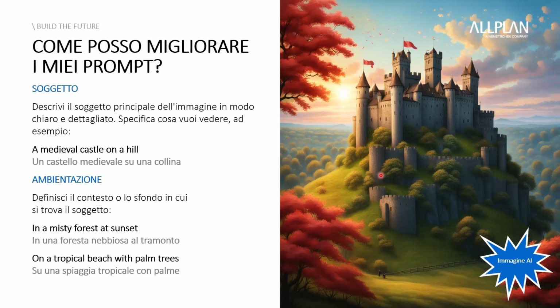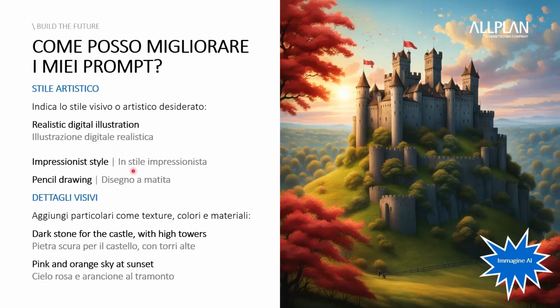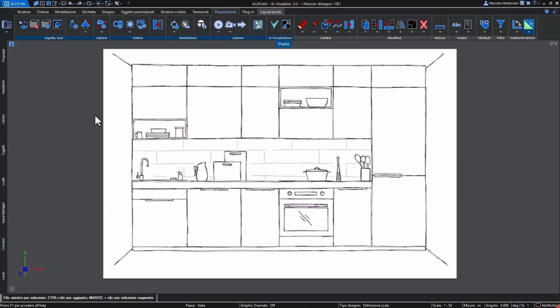At the same time, in the event available on the platform, you will find a whole series of practical tips on how to write prompts in terms of subject, setting, artistic style, and visual details. So a whole range of methods have been thoroughly explored for how I can improve my prompt. Let's now see how AI Visualizer 2.0 works within Allplan 2026.